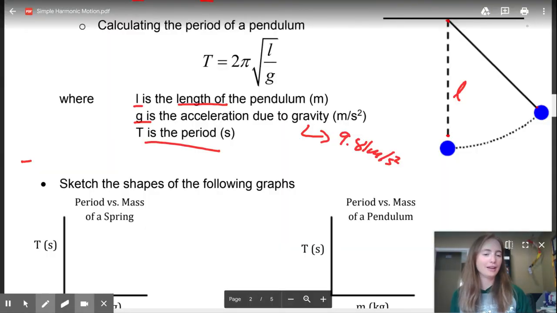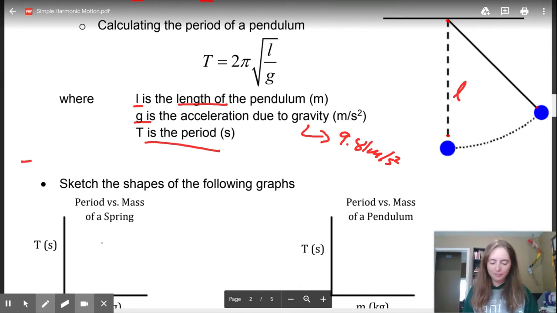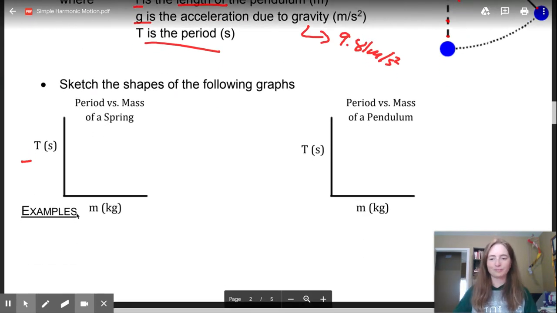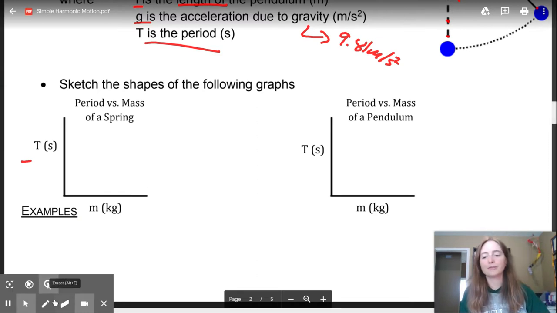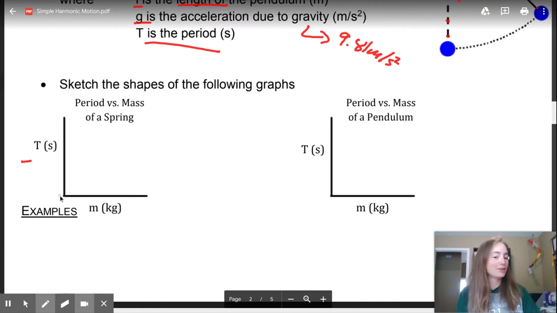All right, let's go back to, there you go, I'm back in the corner of the screen again. Cool. All right. So, ladies and gentlemen, let's look at our graphs, and then we will look at our practice problems. All right, so sketch the shapes of the following graphs. So remember, ladies and gentlemen, that what we do is we rearrange our equations so that it looks similar to y equals mx plus b. So our y-axis needs to be isolated.